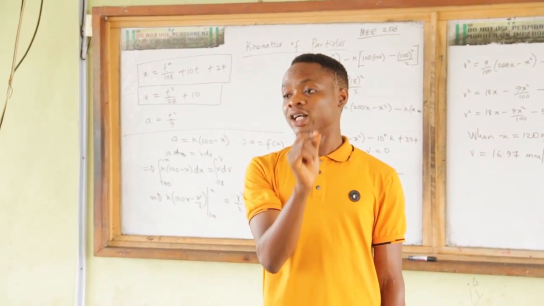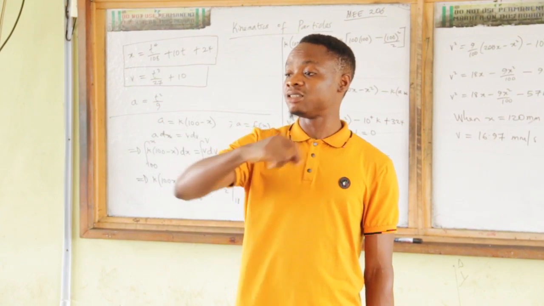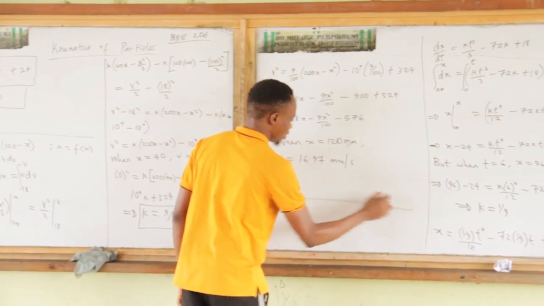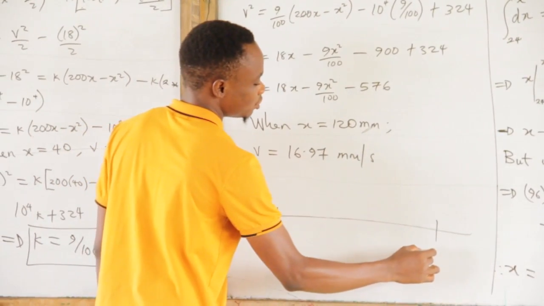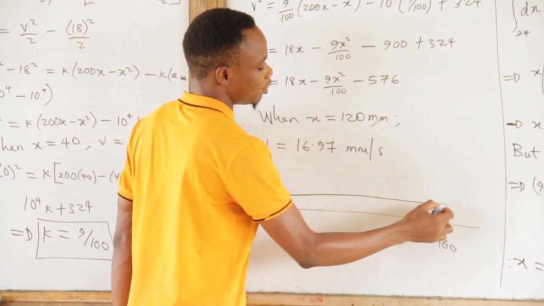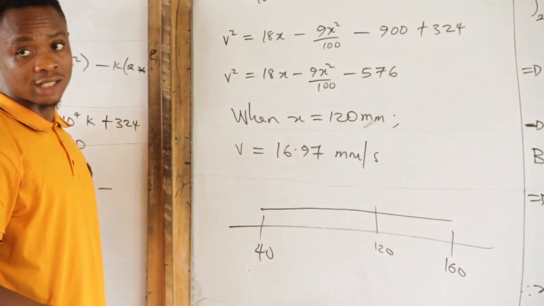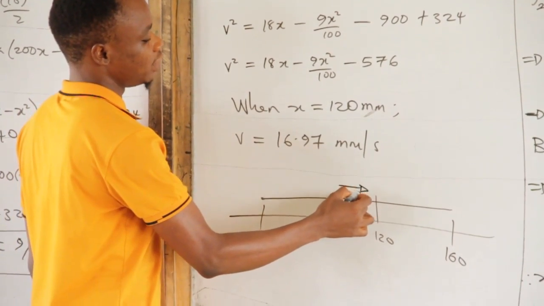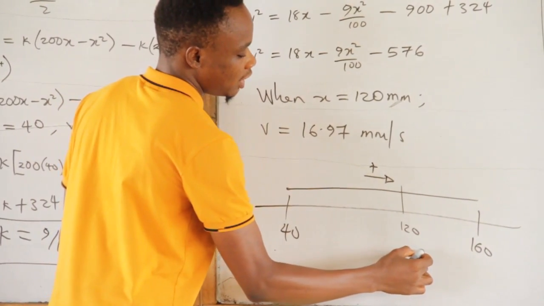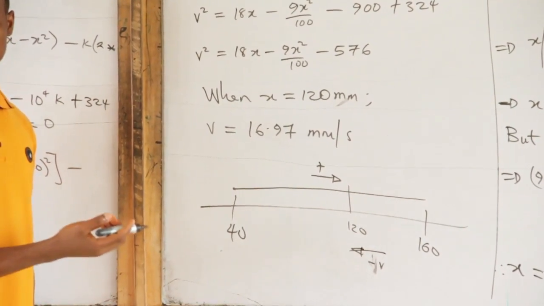Is it clear? So at 120, listen now. Depending on the particular time you are interested in, that velocity could be positive or negative. Let's say this is x equal to 40, and this is x equal to 160. If it is moving this way, it could be at position 120, and when it is going that way, it's going to have a positive velocity. And then when it is coming this way, it's going to have a negative velocity because it is moving in the negative x direction. Do you understand what I just said?